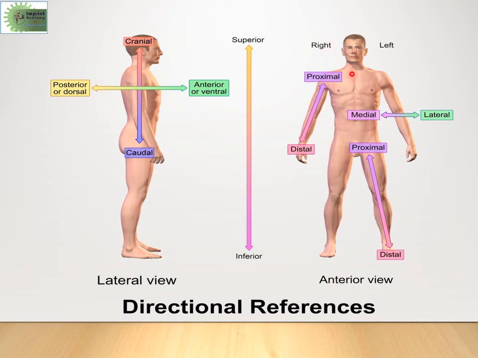Related to the limbs, proximal and distal. Proximal will be towards or near to the trunk or the attachment. Distal is away from the attachment or away from the trunk. So for this, a midline or the mid-sagittal plane is very important. Medial will be near to the midline. Lateral will be away from the midline.